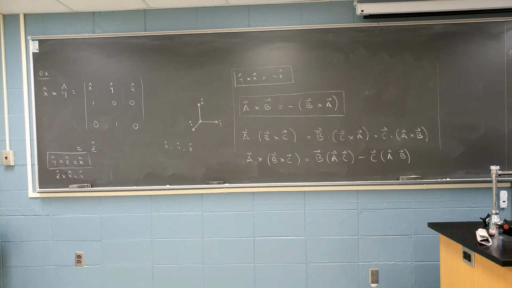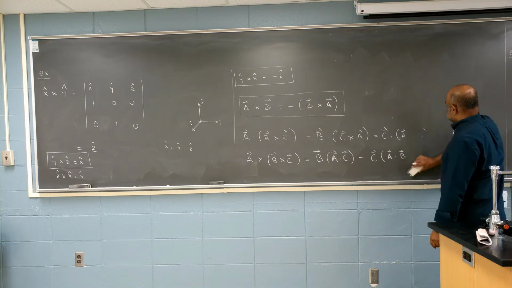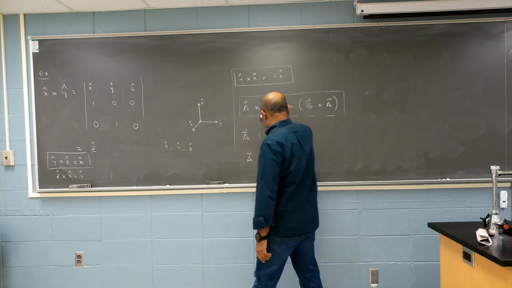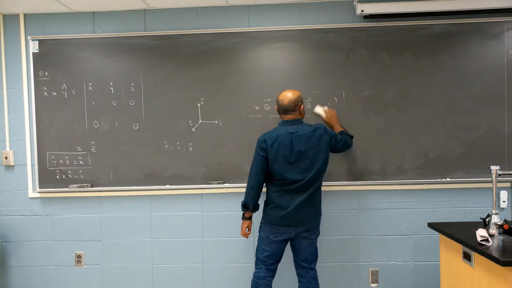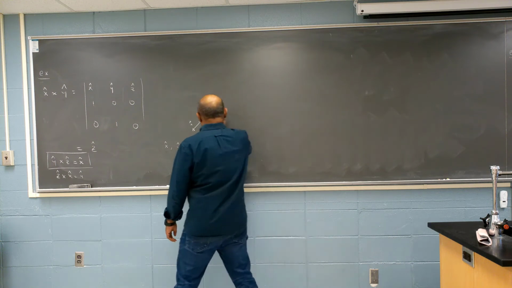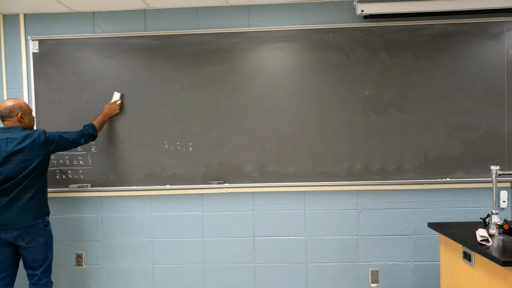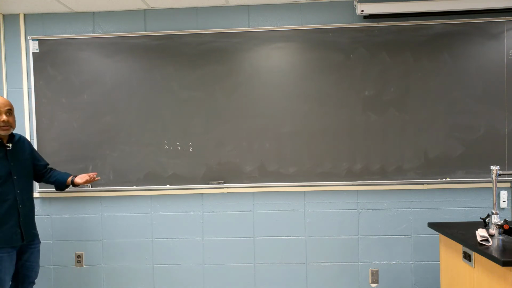Let me just do it here. I think the easier path would be to leave the camera stationary and just use half of the board, unless we need the whole board to do a long problem. We have to do calculus at some point.